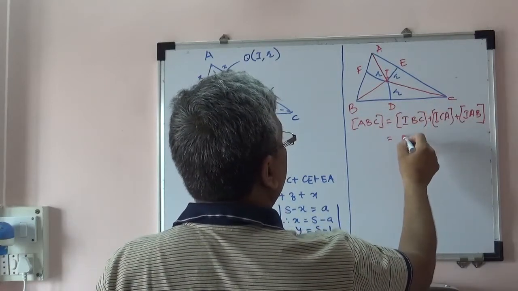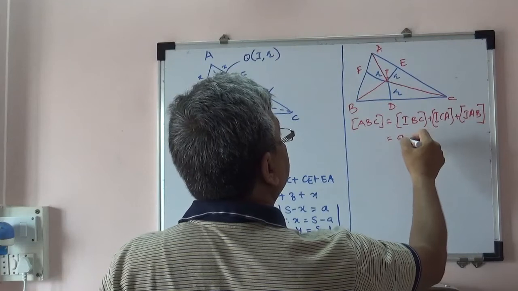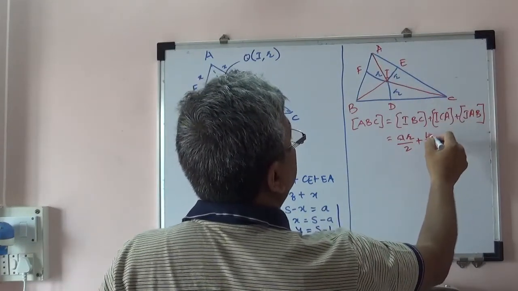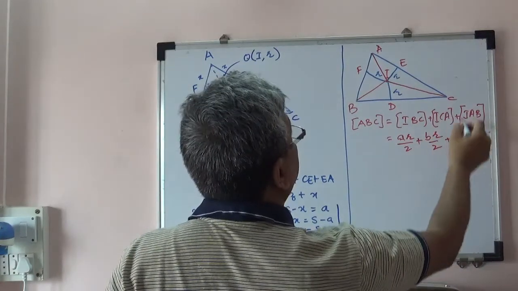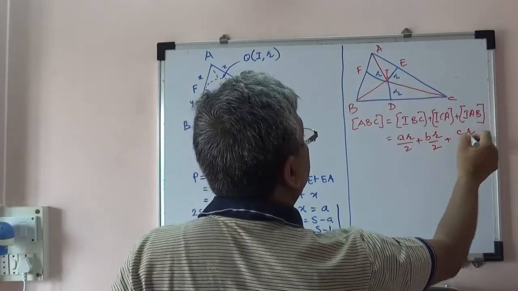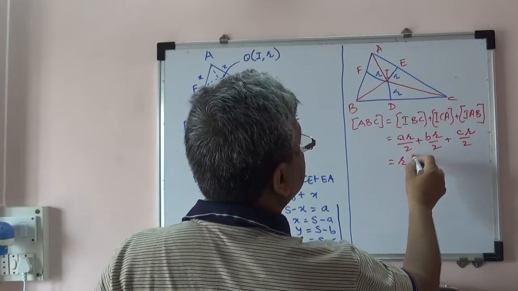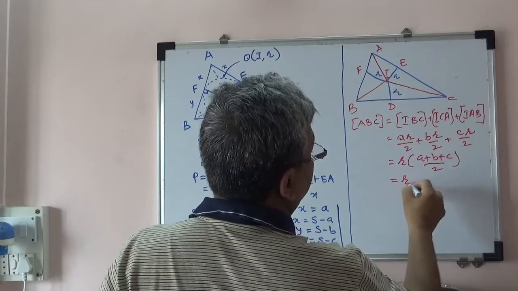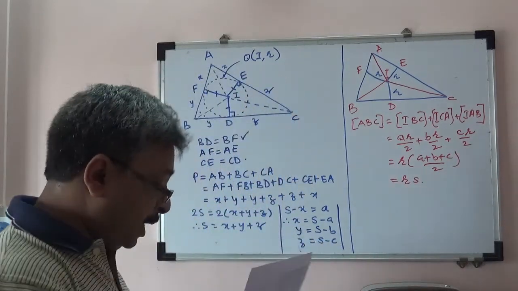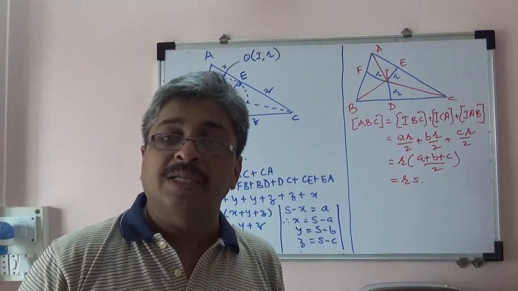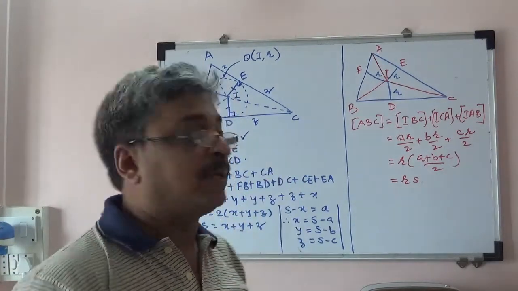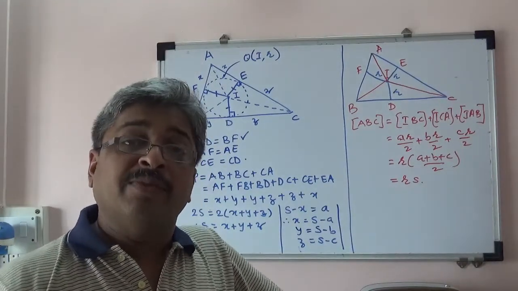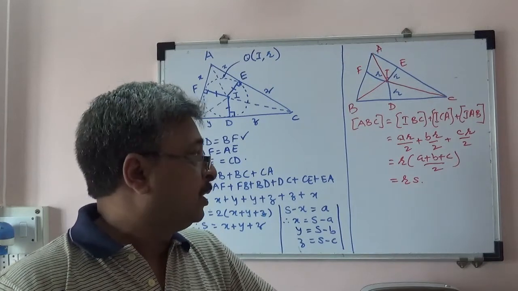IBC we can easily find out. Distance BC is small a, and the height ID is small r, so a times r upon 2, plus CA is small b times r upon 2, plus AB is small c times r upon 2, which is r times the bracket a plus b plus c by 2, which is RS. So the area of the triangle is the inradius times the semi-perimeter. This is the new formula for the area of a triangle that we got today, which is again very important and needs to be understood.